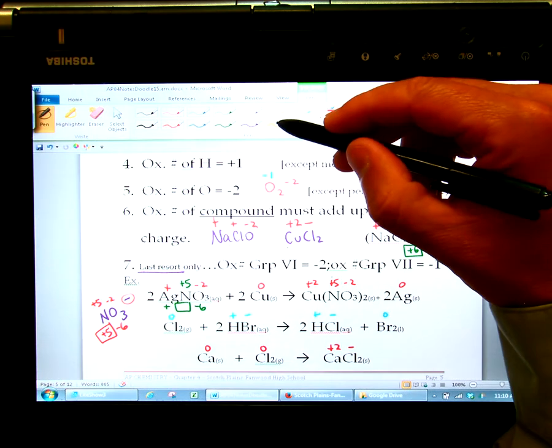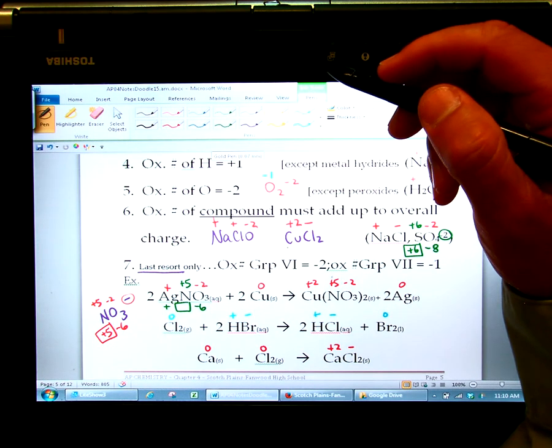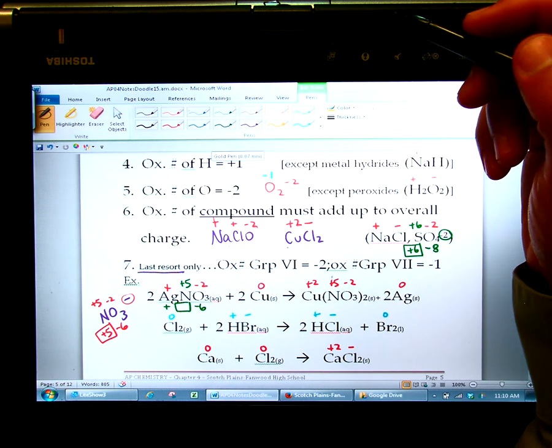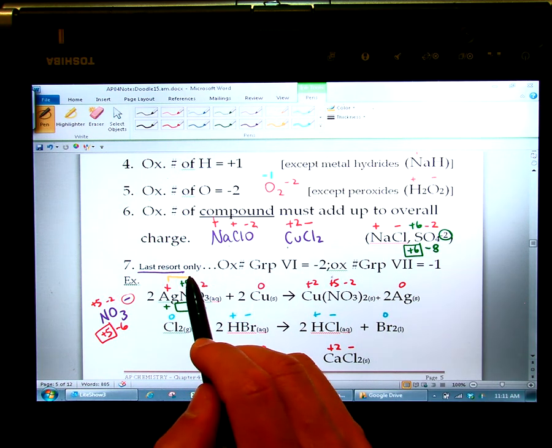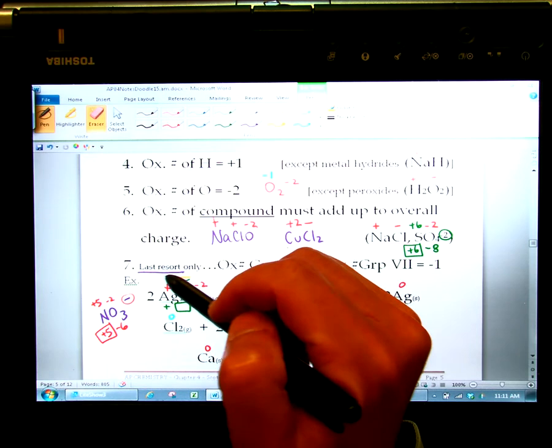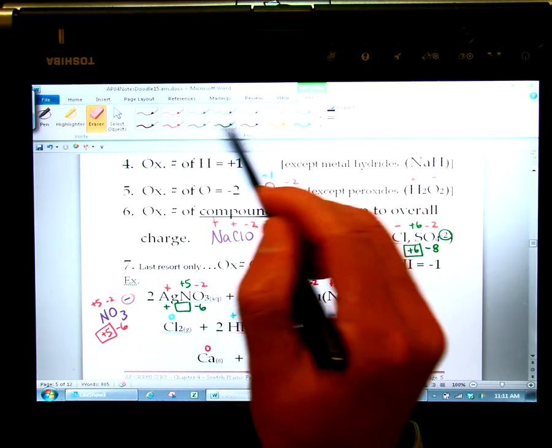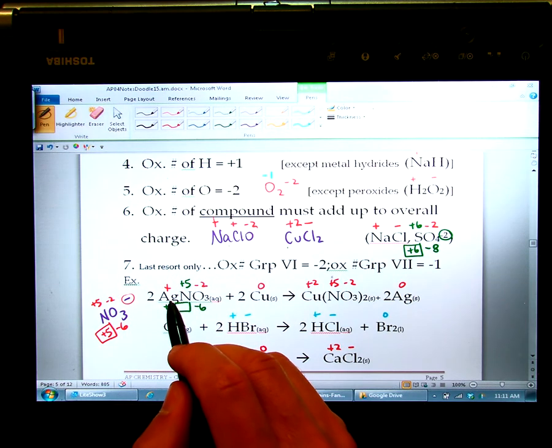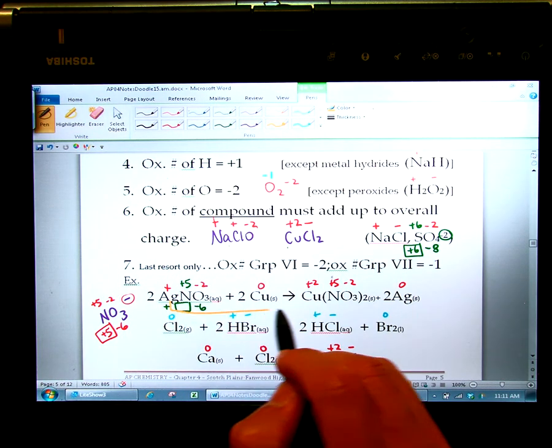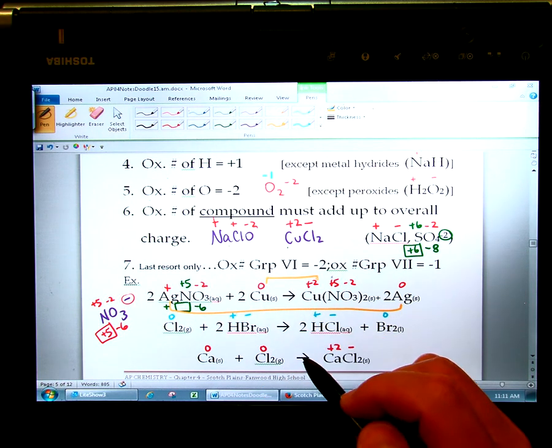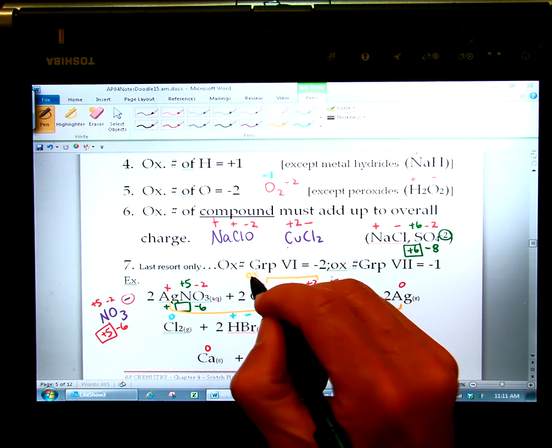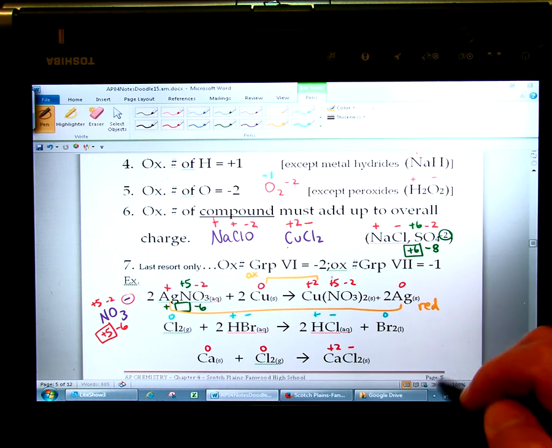And what we realize in each of these examples is that one element goes up, being oxidized, one element goes down, being reduced, and that's called a redox. So the silver went down from +1 to 0, and the copper went up from 0 to +2. So when you go up, you're oxidized. When you go down, you're reduced.